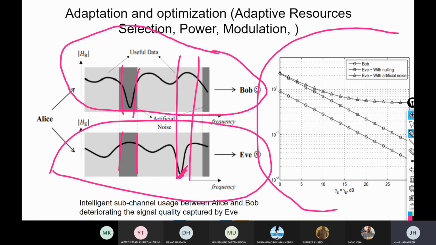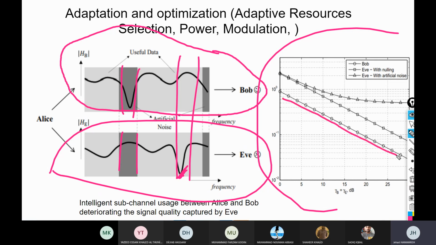Due to this mechanism, due to transmitting over the subcarriers which are good to Bob but not good to Eve, you will end up getting this performance. You will get this bit error rate for Bob. This is Bob, and this bit error rate for Eve. So which bit error rate is better? Of course, the lower, the better. So this created the secrecy gap.